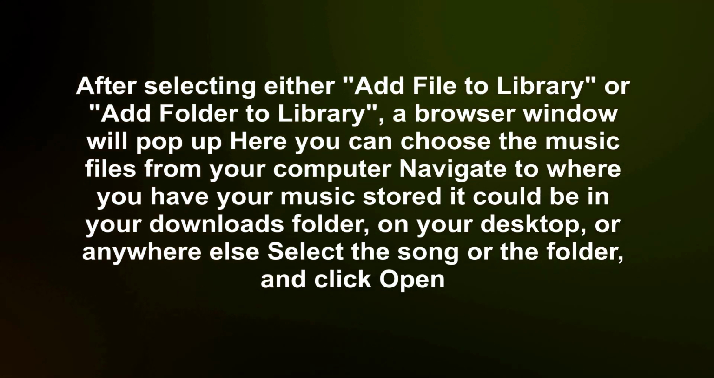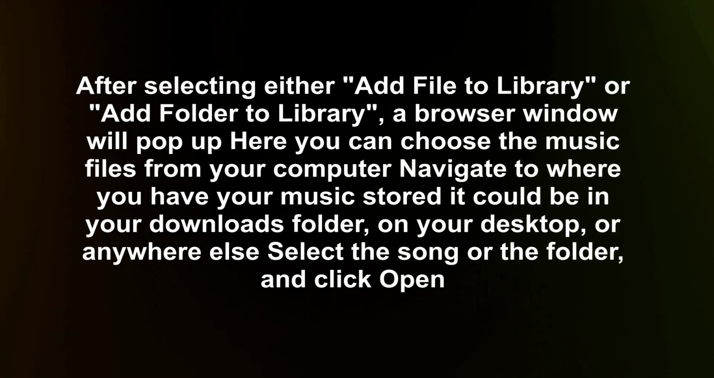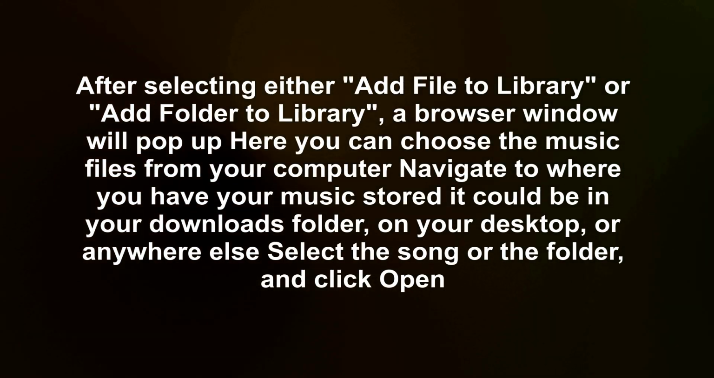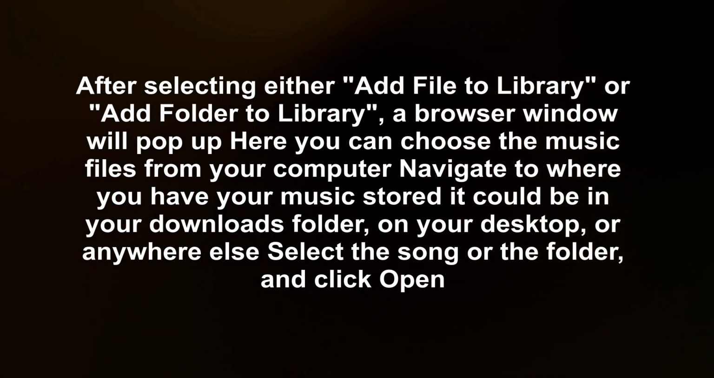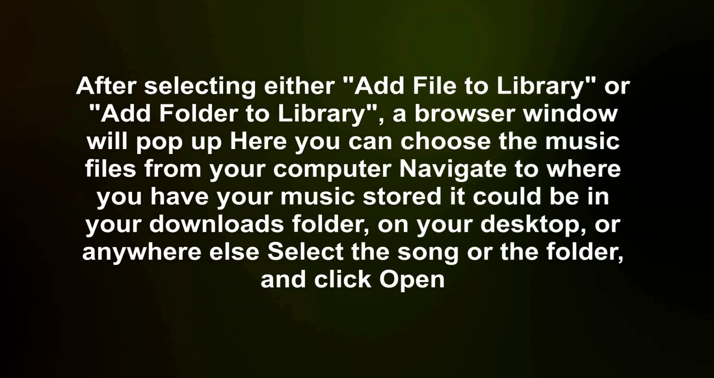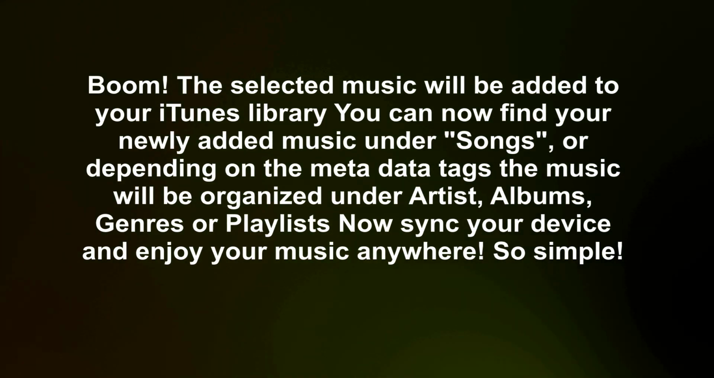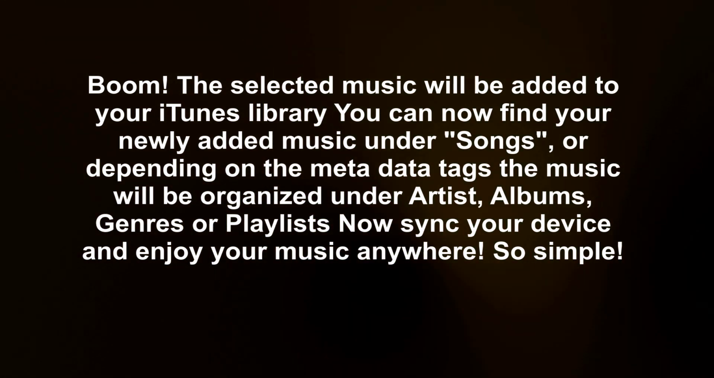After selecting either add file to library or add folder to library, a browser window will pop up. Here you can choose the music files from your computer. Navigate to where you have your music stored. It could be in your downloads folder, on your desktop, or anywhere else. Select the song or the folder and click open. Boom! The selected music will be added to your iTunes library.